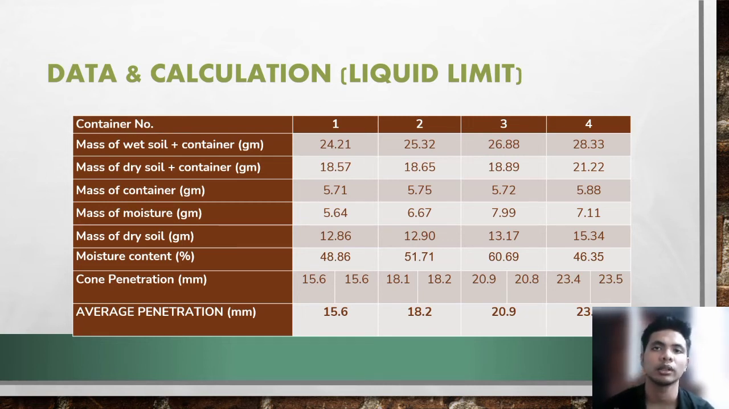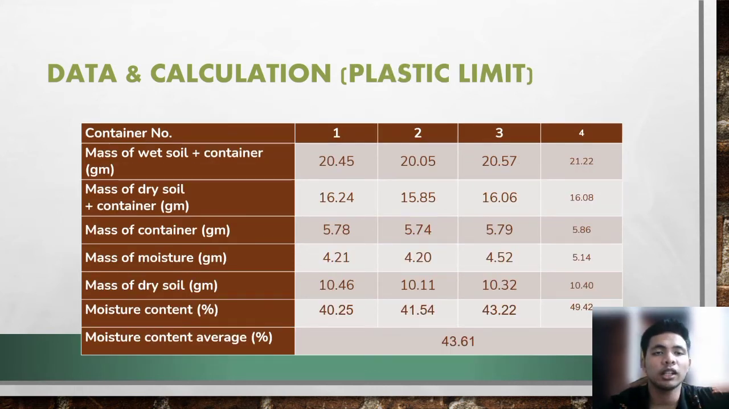That's all for me. We're going to find the plastic limit value. The first one is mass of wet soil plus container in grams. The first one is 20.45, the second one is 20.5, the third is 20.57, and the fourth is 21.22.